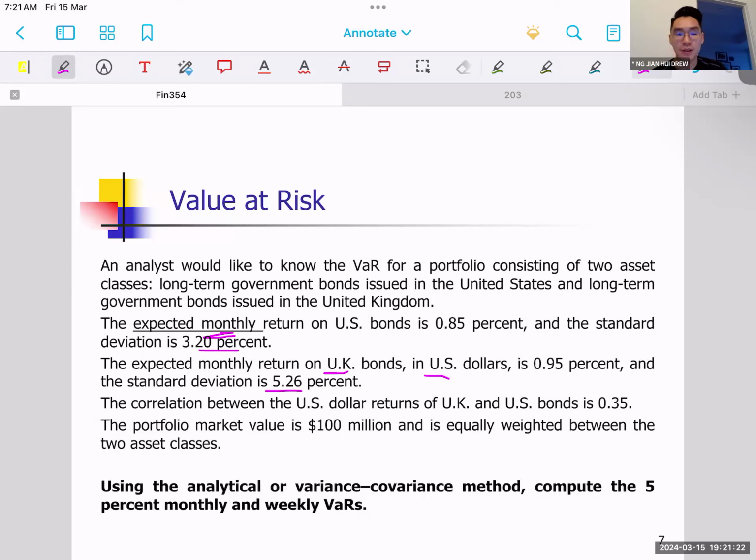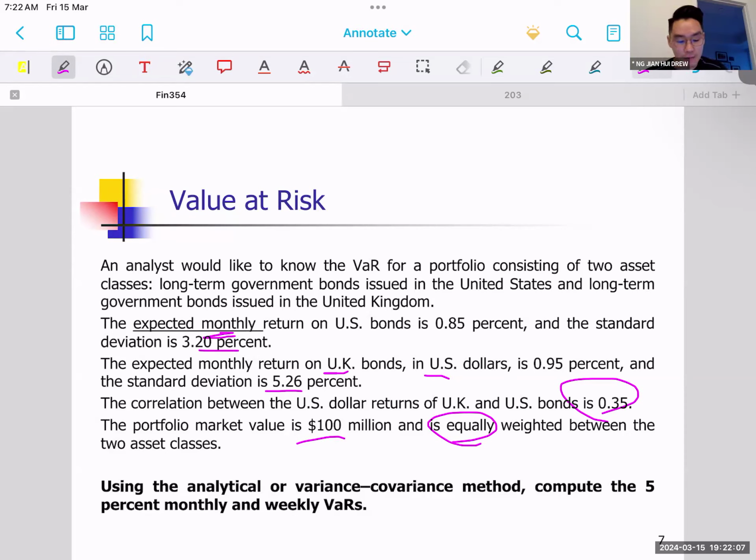Standard deviation is 5.26. Now, we know that whenever we have a 2 asset portfolio, we need to consider the correlation, right? This is way back in lecture 2 or even back in FIN 203. The correlation between the two assets is 0.35. The portfolio market value is 100 million and it is equally weighted, so we're expecting 50-50 from each asset class. Using the variance covariance method, or the VAR method, compute the 5% monthly and weekly VAR.